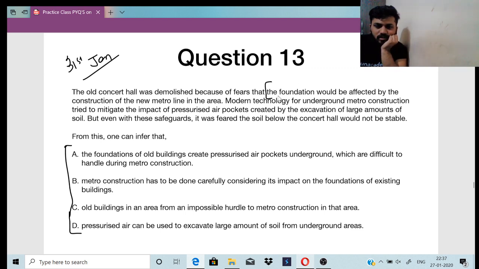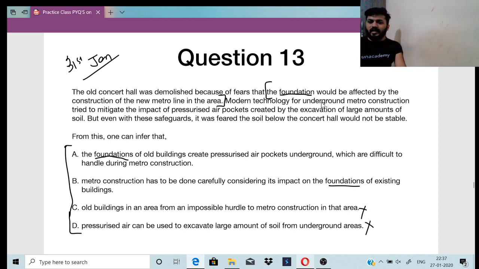So I will give you guys a trick also. Just see this statement. What I put the brackets here, that will give you the answer. See the word foundation, right? And give me the right answer. Okay, the word foundation is there in two options, A and B. So C and D will be wrong.